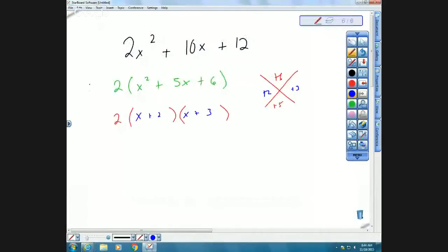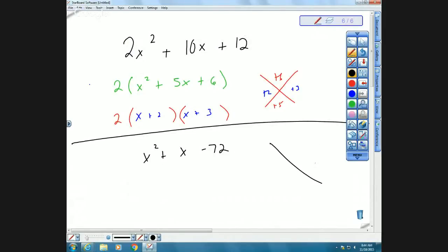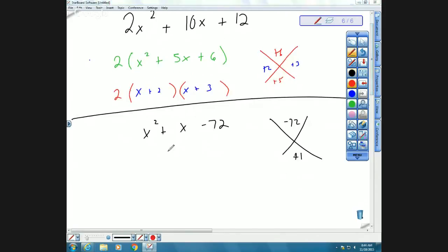So here, x squared plus x. Do one like that. X squared plus x minus 72. So here we're looking at what multiplies to be negative 72 and adds up to be what number? It'd be 1, right? So there's a 1 right here. So what multiplies to be negative 72 and adds up to be 1? -8 and +9, correct. So 9 times negative 8 is negative 72.